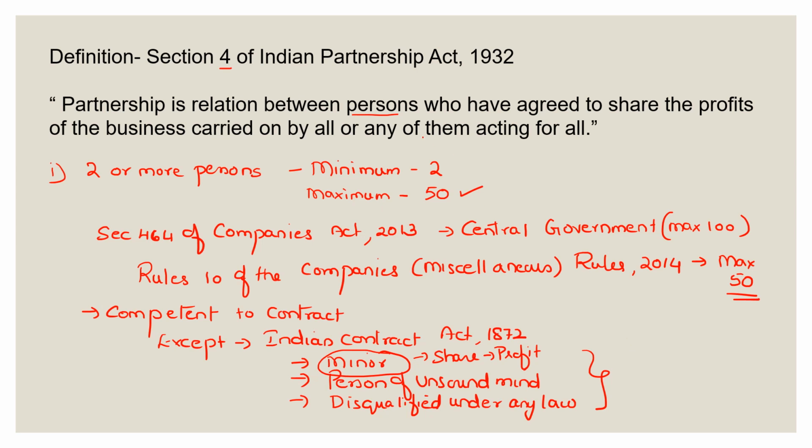Now moving on with the definition. Who have agreed. So the second point, which is the second feature of partnership, is the agreement. So there should be a meeting of minds, some agreement. And this is the basis of partnership. The very base of partnership is that people have come together and they've agreed to carry on the business.